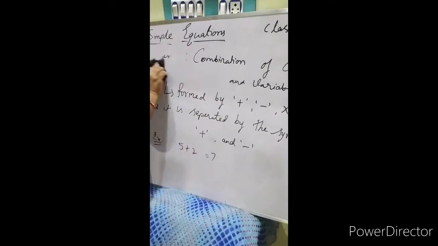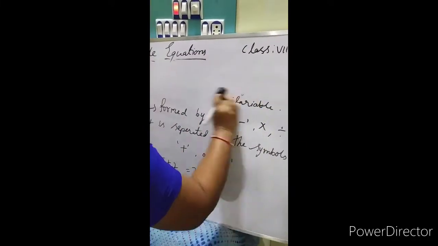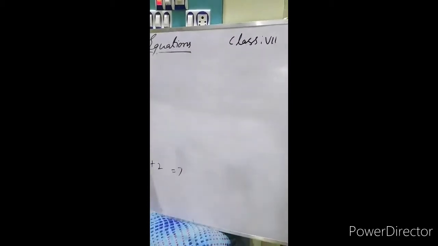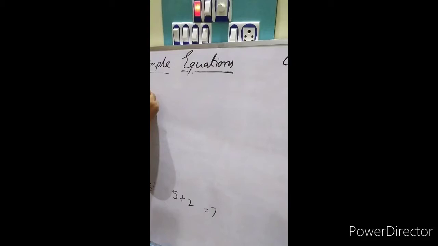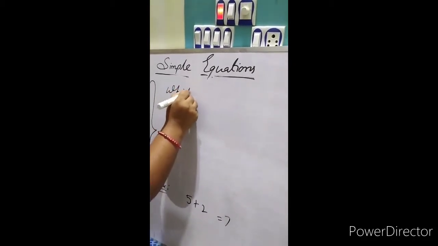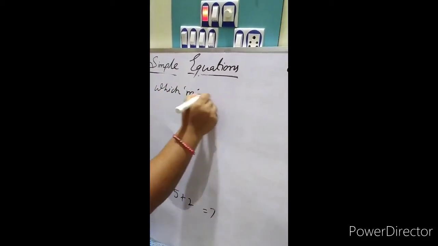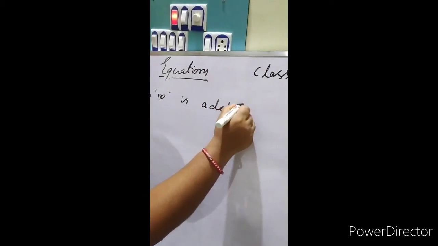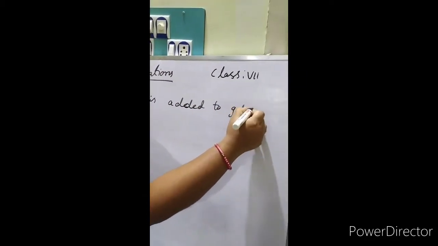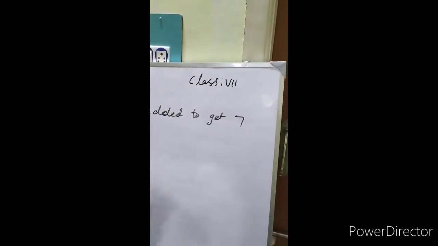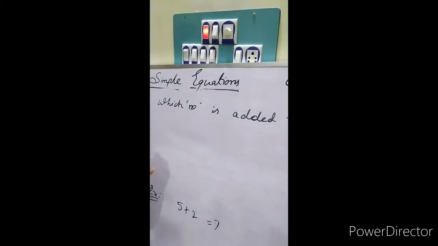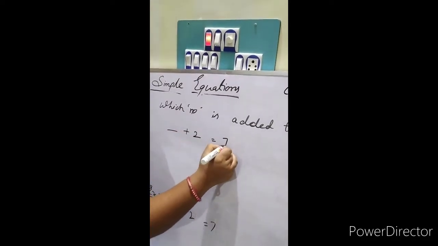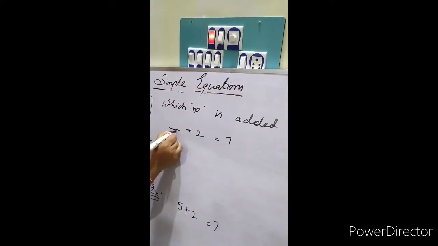So if the number is unknown, what will you do? So let us take the same example here. I am giving it in words. Okay. So which number is added to get 7 here? Okay. So I am giving the same example like this. So which number is added to get 7 here? So we don't know the value here.